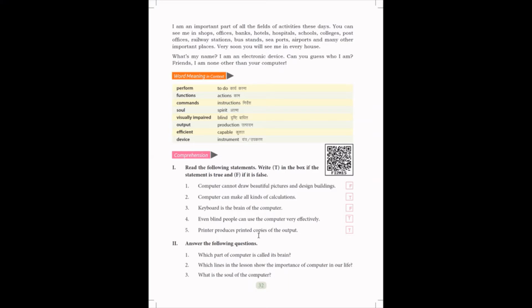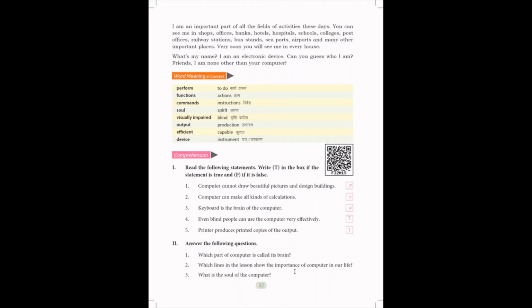Moving on to the next part, we have a few questions. I'll say the questions and Yashita will help us with the appropriate answers. You ready? Yes. Okay. First question is, which part of computer is called its brain? CPU is called the brain of the computer. Okay, it's the CPU.